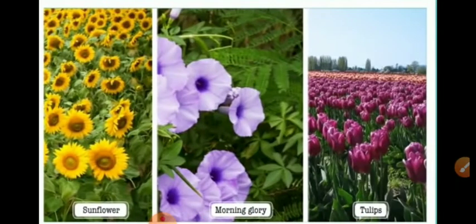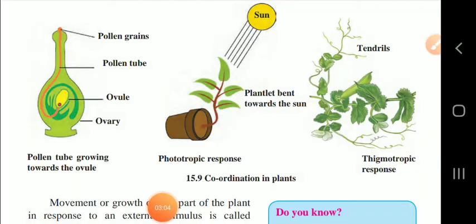Now in this slide we can see how flower plants show movement, that is the independent movement. So in this way we can see different types of movement. Here in sunflower, morning glory, tulips, etc., you can see the movement. Let us start with our explanation part, children. See here, these are the different movements in plants that are shown here.